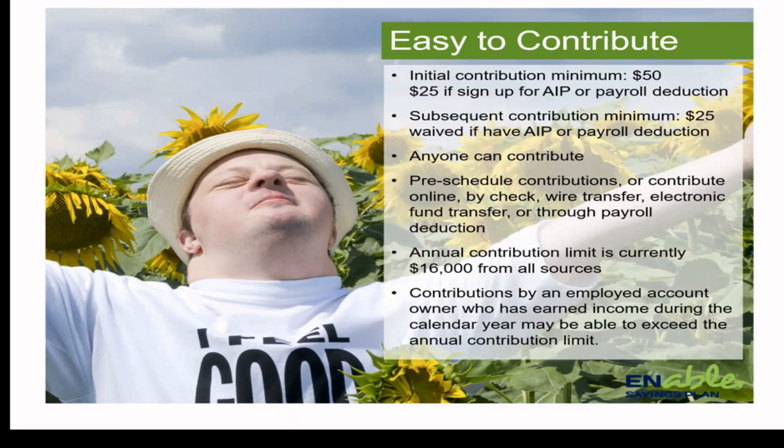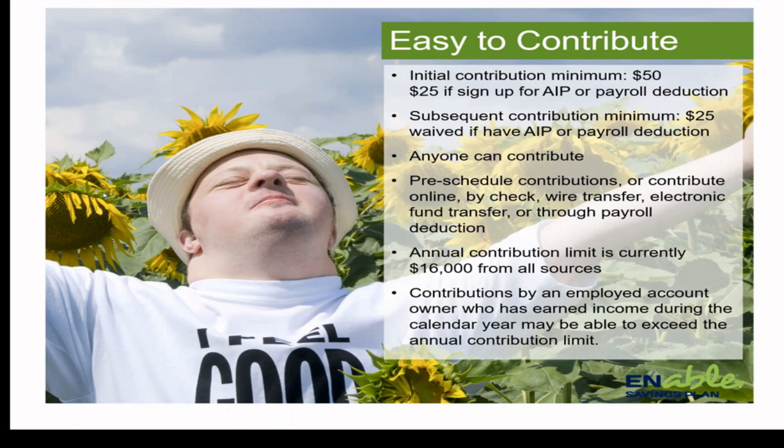To open it, you would need a minimum of $50, or if you sign up to have automatic payments go in every month, then that could be $25, so you could start a little bit lower. And then after that, any subsequent contributions would need to be $25. But again, if you have the automated payments coming in or a payroll deduction from an employer, then it could be a lower amount.